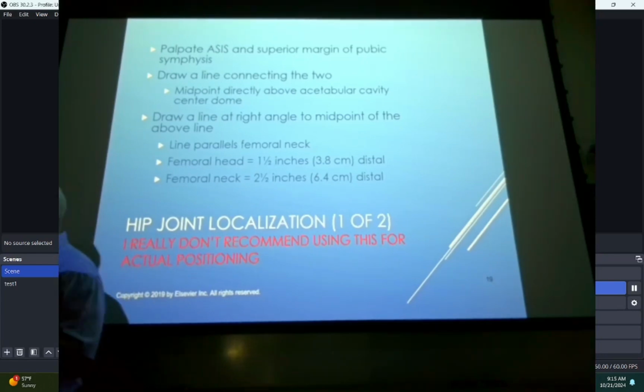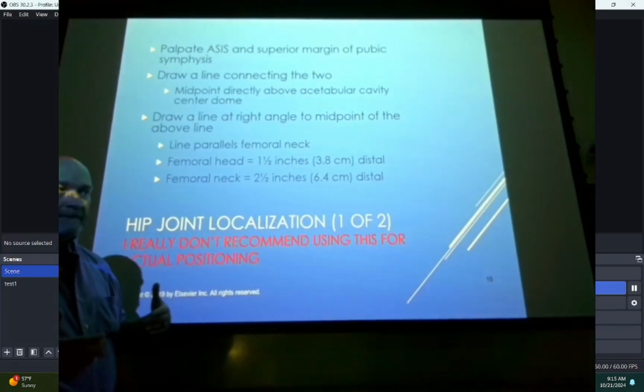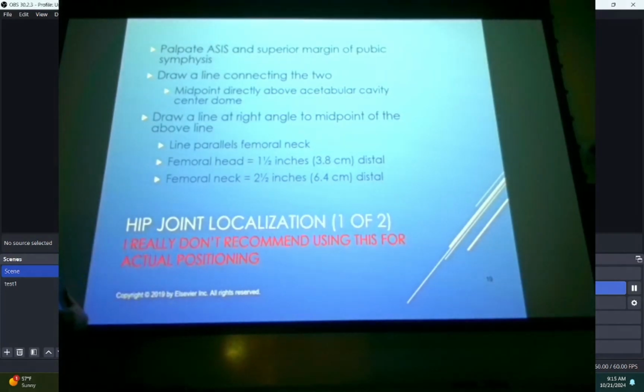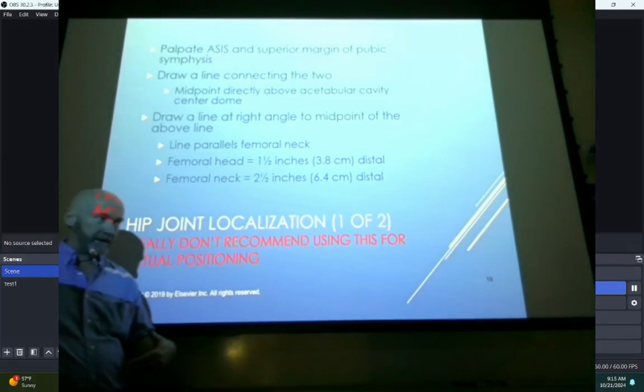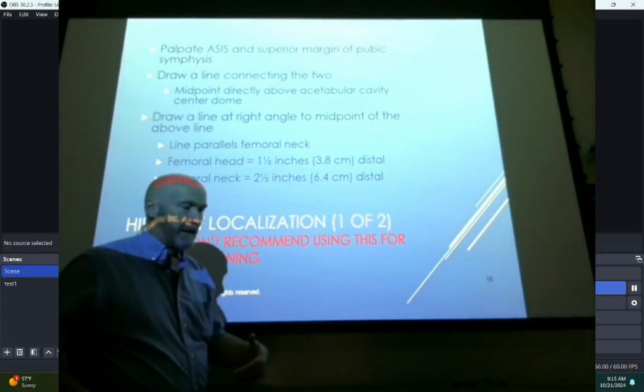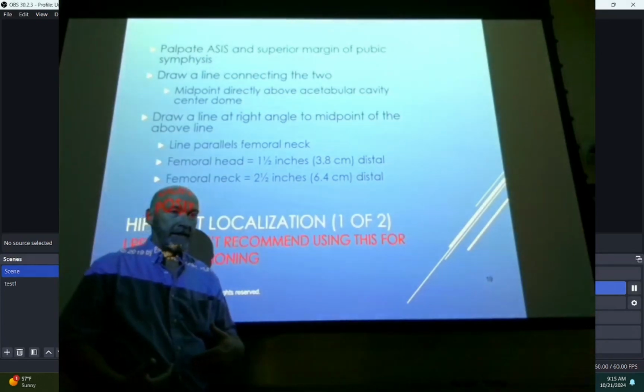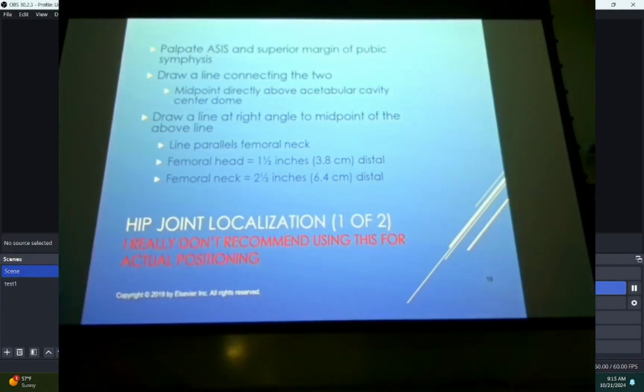So what that diagram is showing is how to find the head and the neck of the femur. Okay, and it says if you were to take a line that goes from the symphysis pubis up to the ASIS and cut that line in half, go halfway down that line, and then you would go, what are the distances? 1.5 inches below that line, you would find the head of the femur. 2.5 inches, you'd find the neck of the femur.